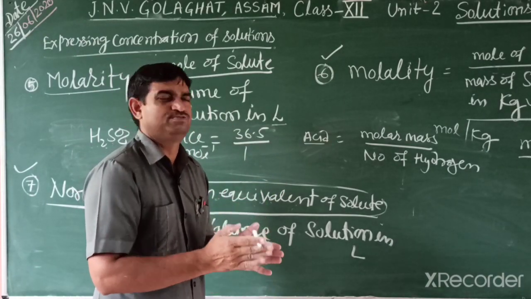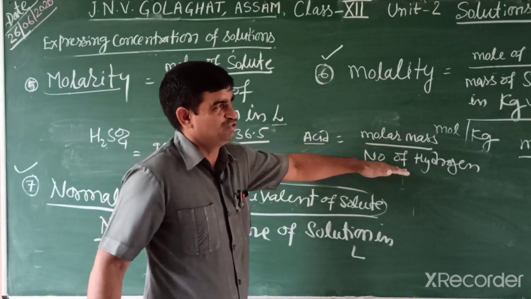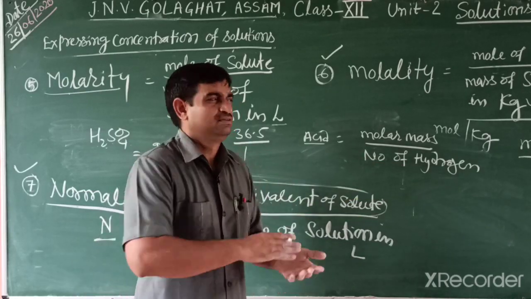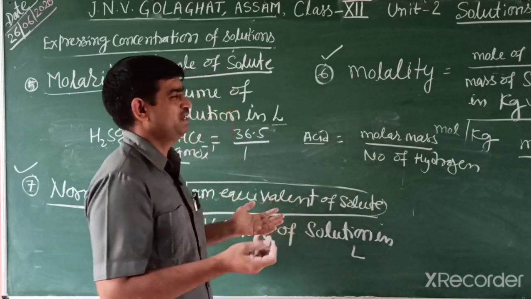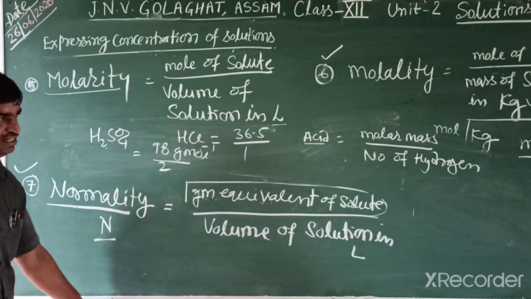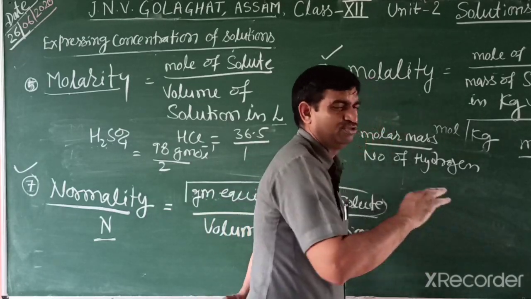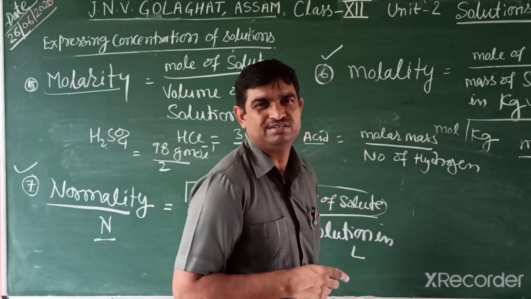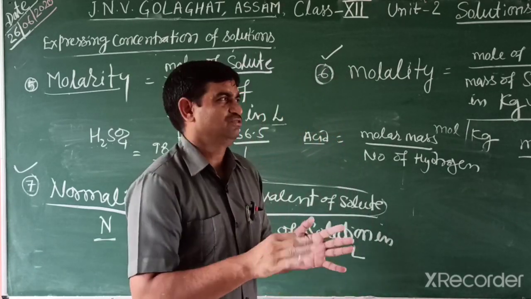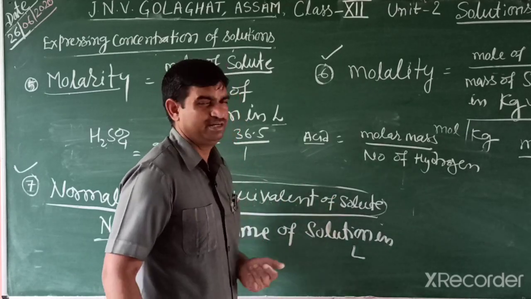And equivalent mass we have to identify with different formulas. For an acid, molar mass by number of hydrogen. For a base, by the number of hydroxyl ions. For any metal, by the charge on the metal. For example, equivalent mass of copper, how can you identify? Molar mass of copper divided by the charge on the metal ion. If it is any salt, how can you identify? Molar mass by the charge on the cation or anion. So this way we can easily identify equivalent mass.